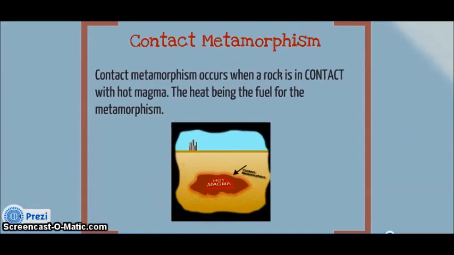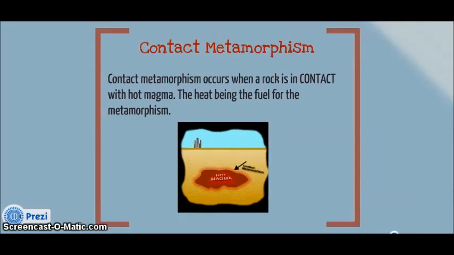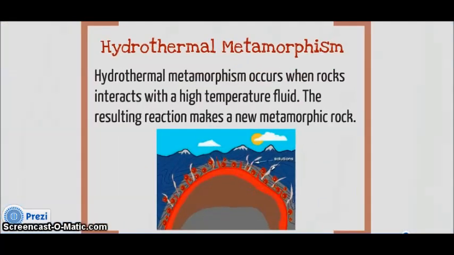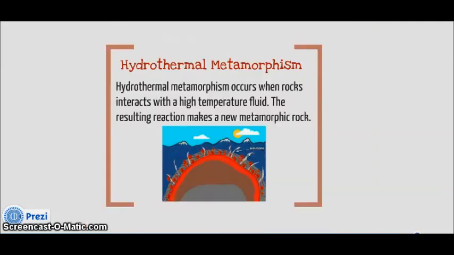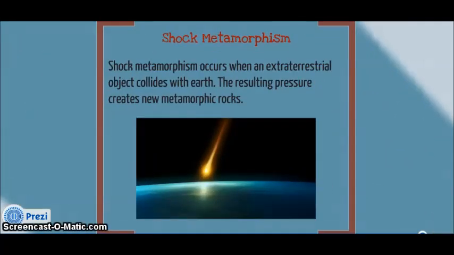Contact metamorphism occurs when a rock is in direct contact with hot magma. The contact with the hot magma fuels the process of metamorphism. Hydrothermal metamorphism occurs when rocks interact with a high-temperature fluid, resulting in new metamorphic rock. Shock metamorphism occurs when an extraterrestrial object collides with Earth, and the resulting pressure results in new rock.